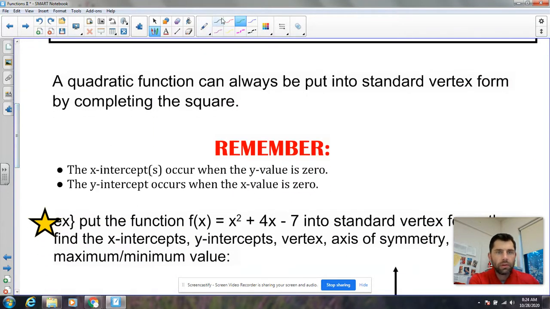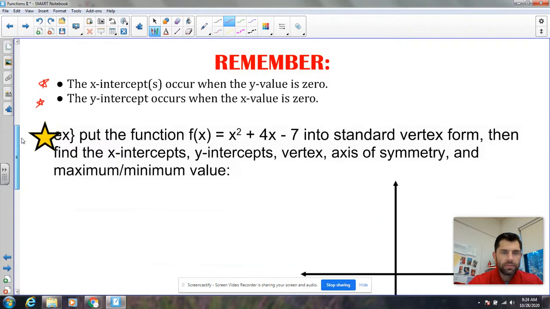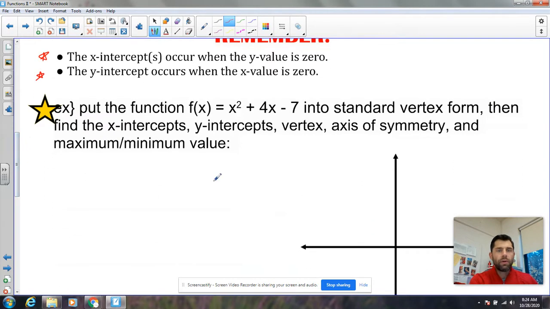All right, a couple little things to remember. The x-intercept is wherever the y value is 0. The y-intercept is where the x value is 0. So I'm going to walk you through one, and then, like I said, we'll get a lot of time to practice this in class. But here's what I'm going to ask you to do. I want you to put this function in standard vertex form. I want you to find the x-intercepts, the y-intercepts, the vertex, the axis of symmetry, and the maximum or minimum value. And then we can even graph if we want.